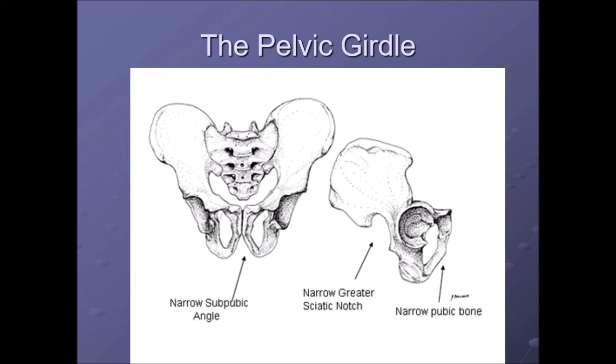Does that make sense? Males are designed for bipedal locomotion. Therefore, everything's gotten very narrow. Females are designed for both bipedal locomotion and childbirth. So you have this compromise going on.